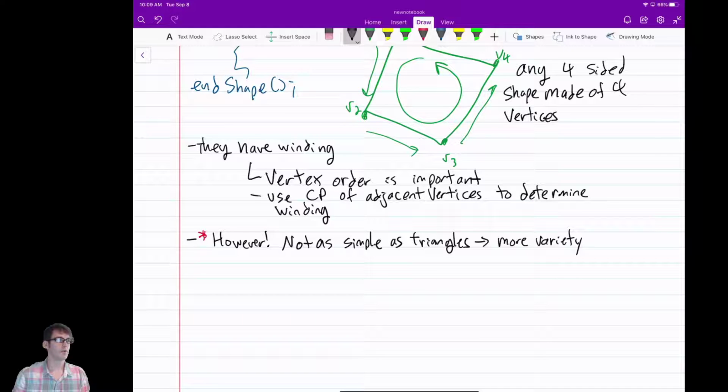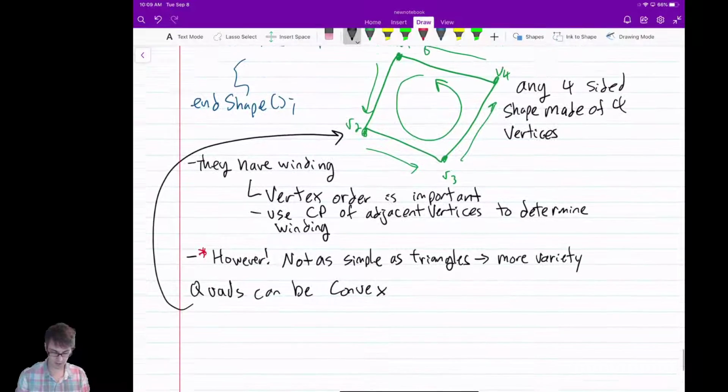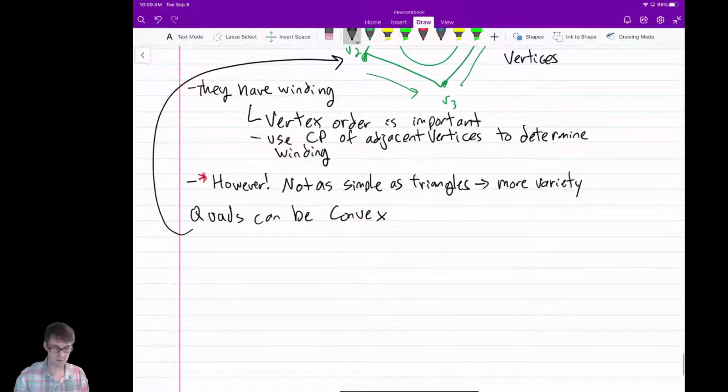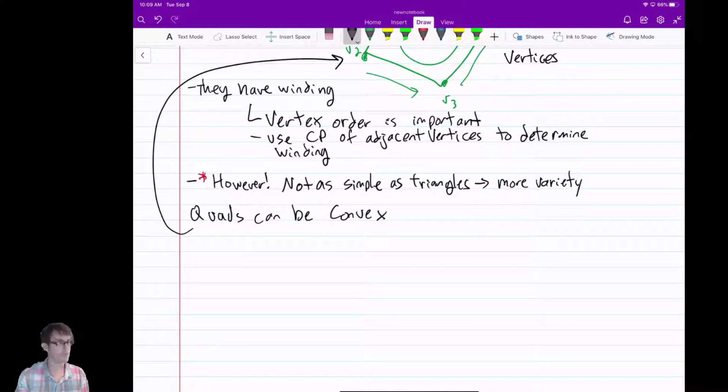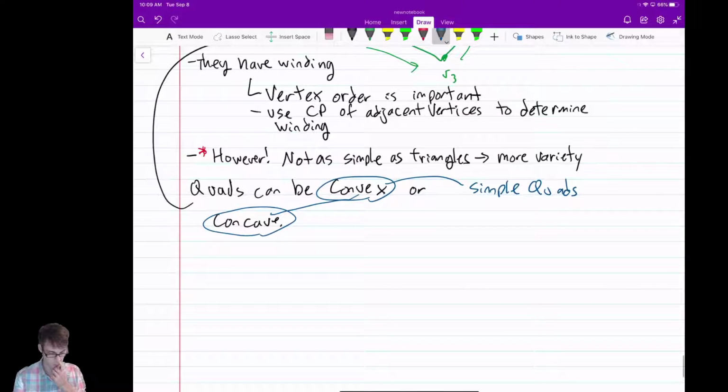So first of all, unlike triangles, quads can be convex or concave. Triangles are all convex, but quads don't have to be. They can be convex, just like our example there. That's a convex quad, right? It's all pointing outwards. But they can also be concave. I'll talk about that in a second, but first I want to mention that convex or concave, these are called simple quadrilaterals. And we'll learn about non-simple ones shortly.